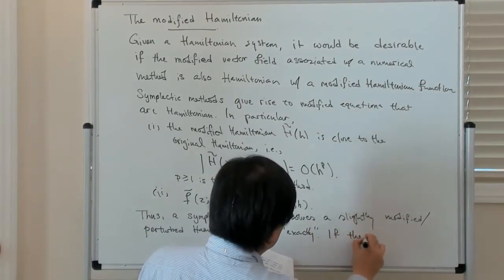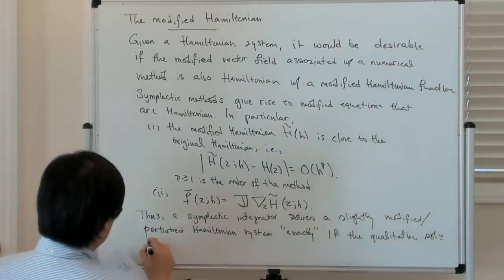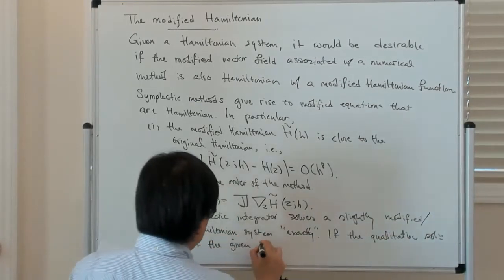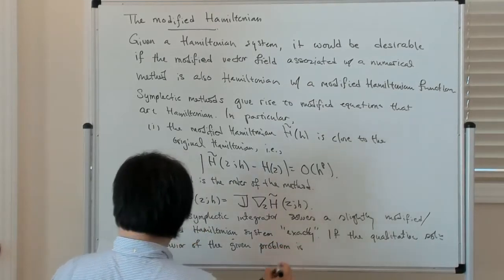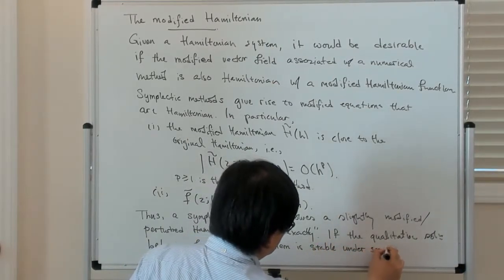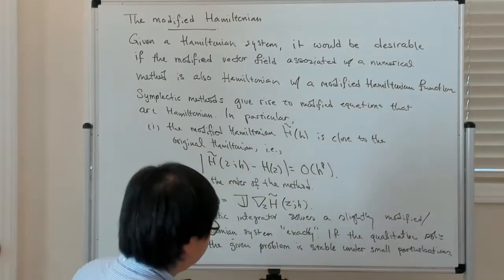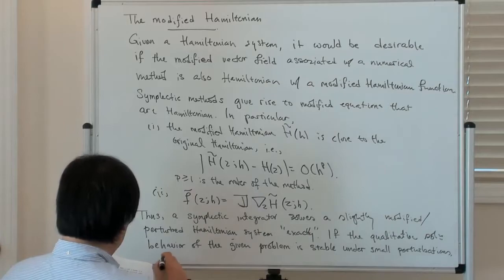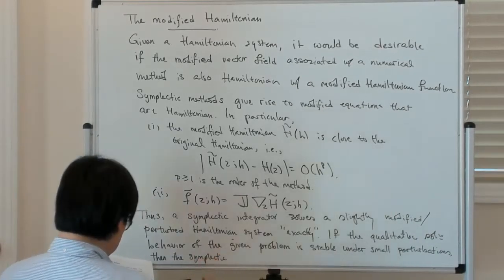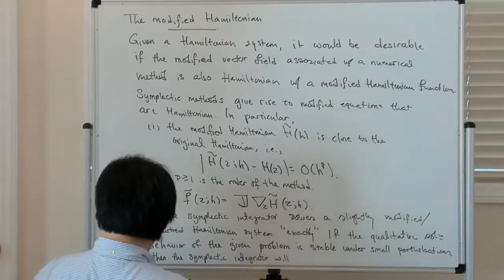Okay, so if the qualitative solution behavior of the given problem is stable under small perturbations, so as an example, if there was some sort of KAM type theorem which applies in this problem, then the symplectic integrator will reproduce this qualitative behavior.